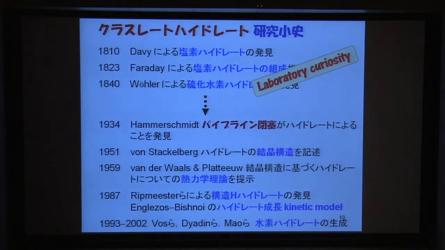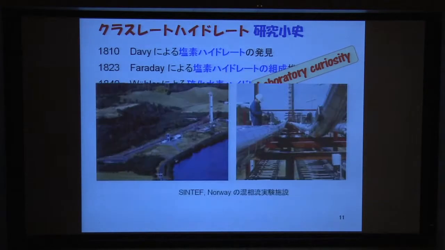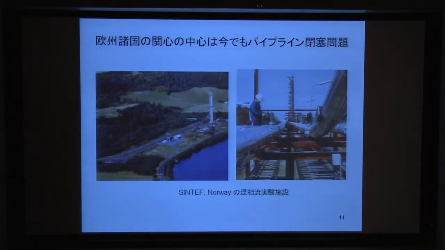and also there is this structure H. Unlike structure 1 or 2, which was found by Dr. von Stackelberg, and also Dr. Englezos's hydrate growth model had been announced. And in 1990, there has been also the other hydrate, and the basic experiments and study had been advanced.